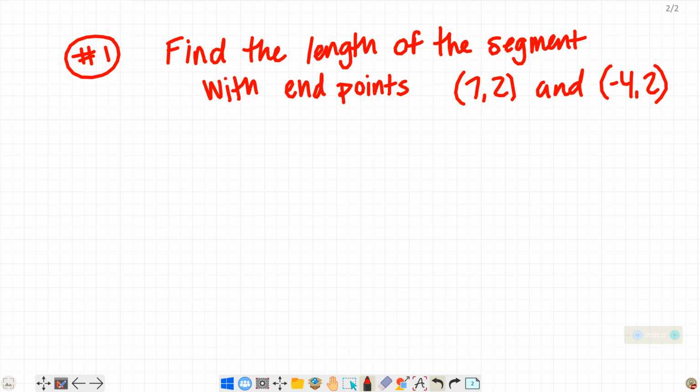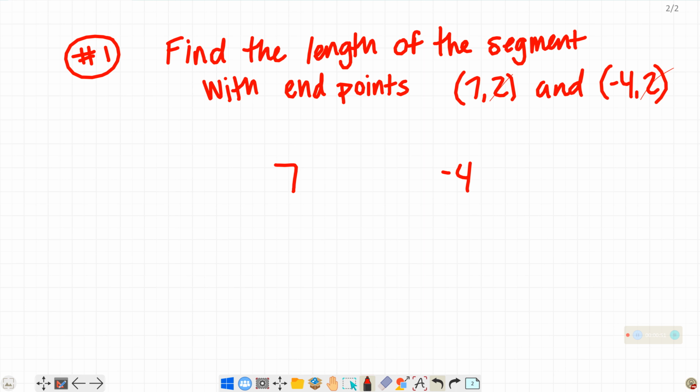The first step is to look for what's the same about these two. Another way to phrase that is what is something they have in common. They both have a 2 in common, so we're going to get rid of that. That just tells us that they are both 2 high on our graph. Now we're going to look at what's left. We have a 7 and we have a -4.